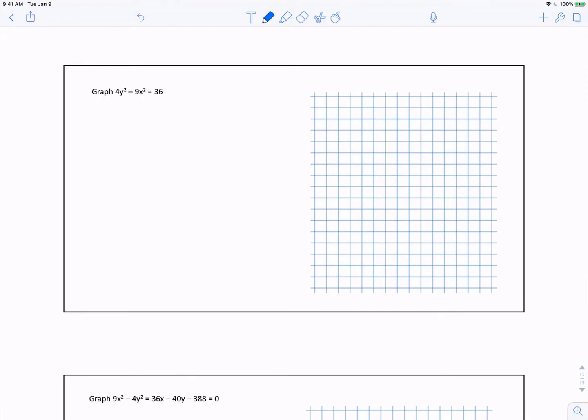Let's practice graphing one that's not in standard form. Remember, this is going to be an easy first example. What is standard form always equal to? Standard form is always equal to 1. So we'll divide all the terms by 36. So now we have y squared over 9, because 36 over 4 is 9, minus x squared over 4, because 36 over 9 is 4, is equal to 1. So we can see that the center is at the origin.